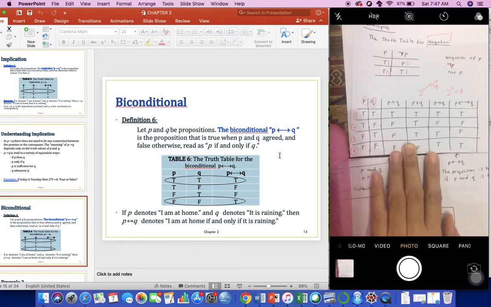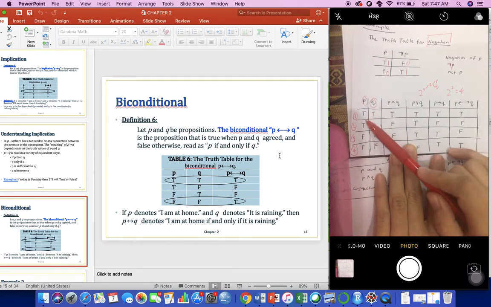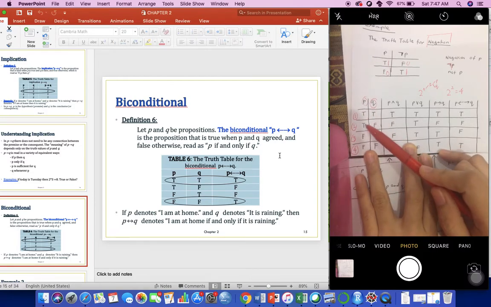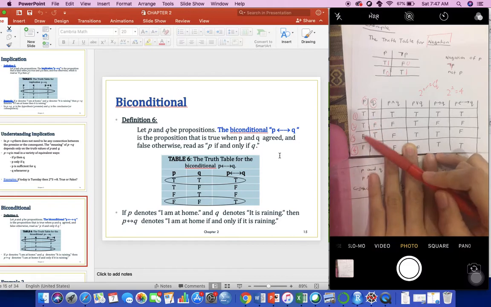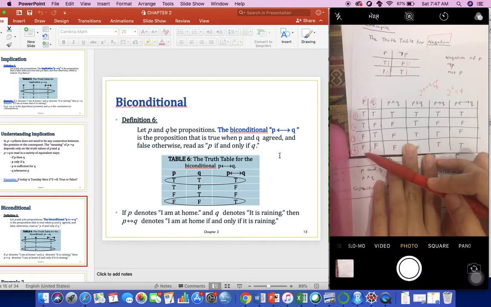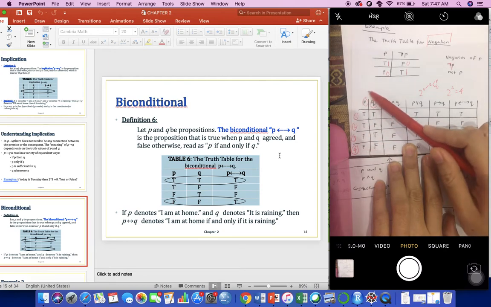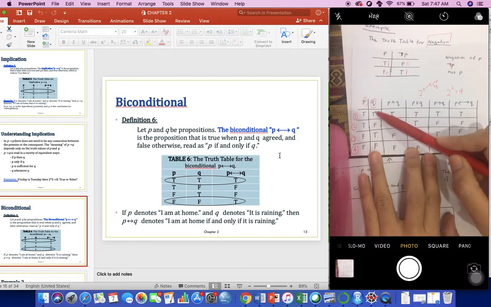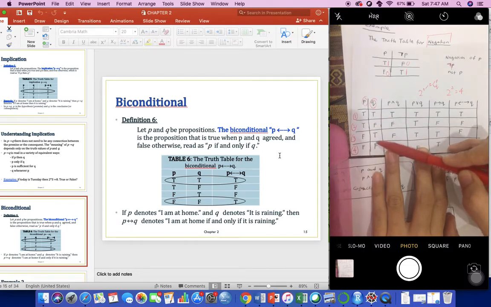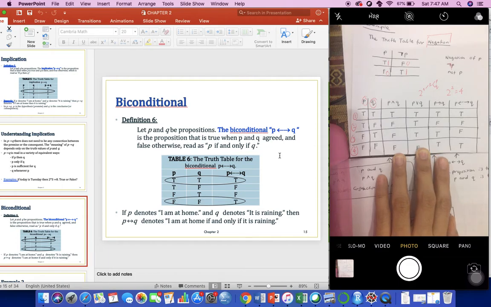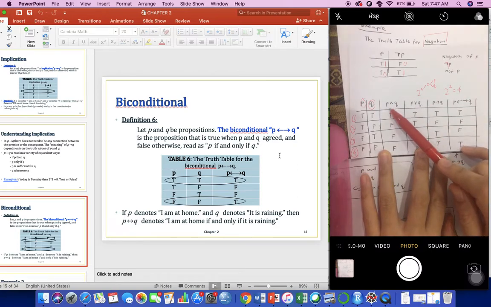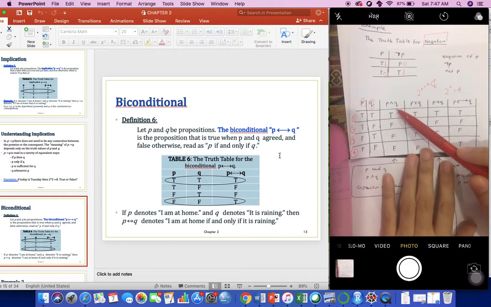For the four rows, you must write like this: for P, the first and the second are true, true, and the third and the fourth are false. Okay, finish this one. For Q, you must start with true first: true, false, true, false. Otherwise, your proposition cannot be correct.